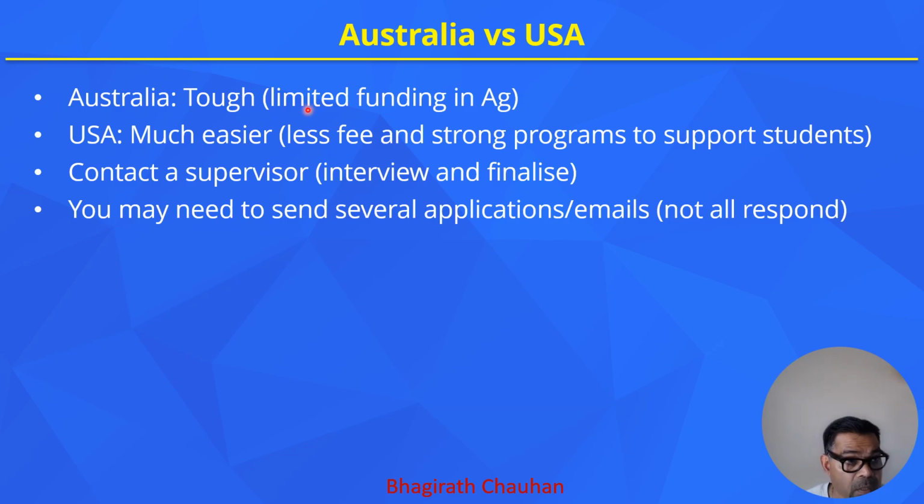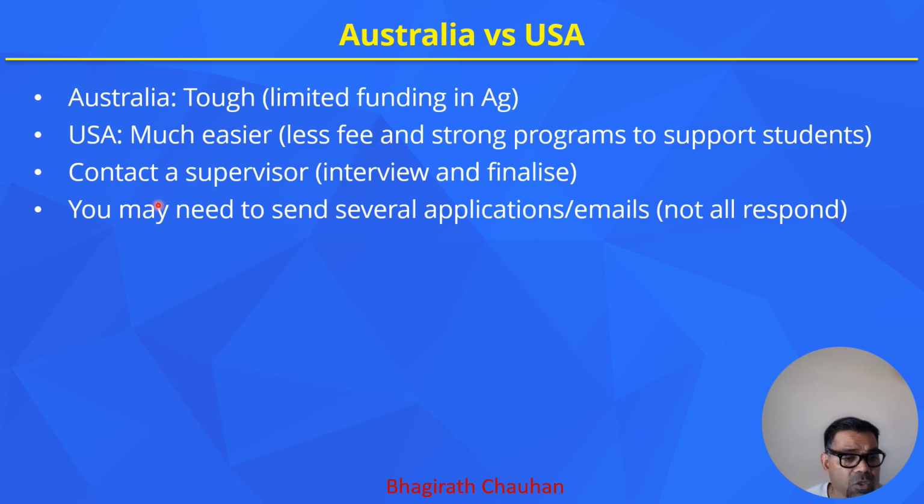I feel mostly 95% of students come into agriculture, but 95% of them end up doing something else out of 100% agriculture students. They do their own business. So it's very tough, with limited funding. In the USA, I can say it's much easier. Fees here are very expensive, as you saw. There, fees are lower, there are also land grant universities with lower fees, and there are strong programs to support students. So they have special programs also.